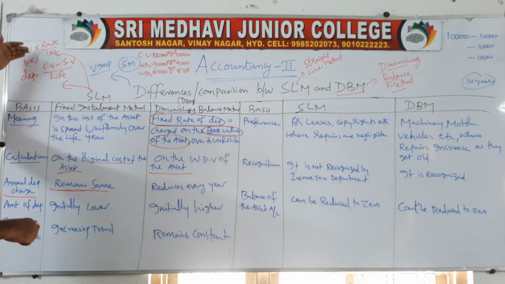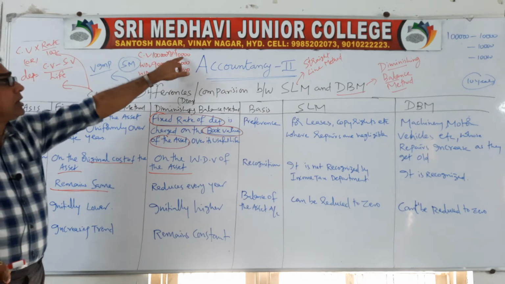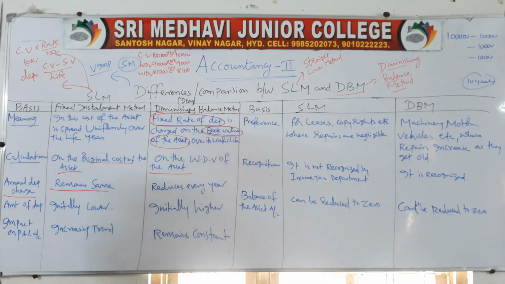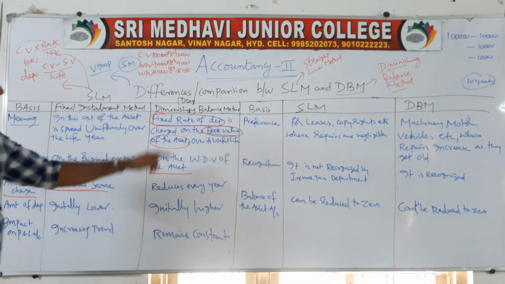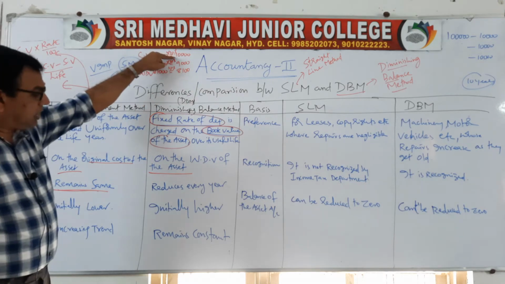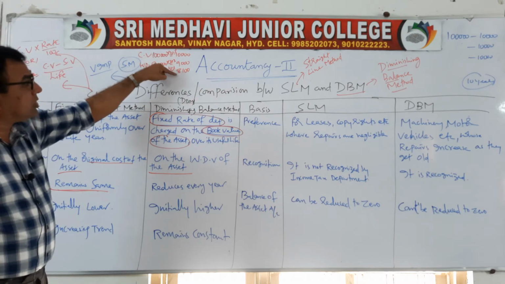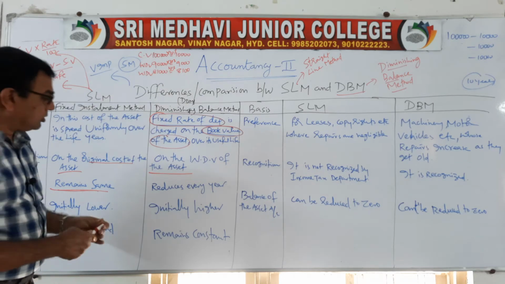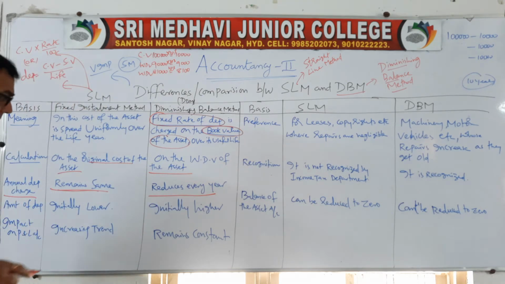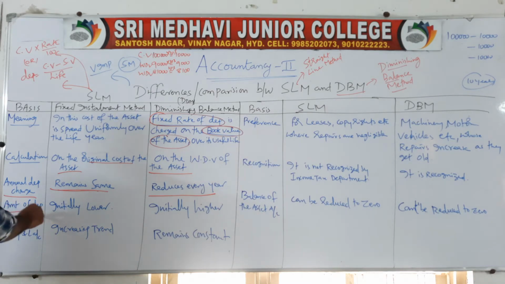Like in the straight line method, if you are calculating, first year 10,000, it remains the same all over the years. We have already learnt this in the previous classes. But in the diminishing balance method, it reduces. You can observe here: first year 10,000, next year 9,000, third year 8,100. So, that is what I have mentioned here. It reduces every year.